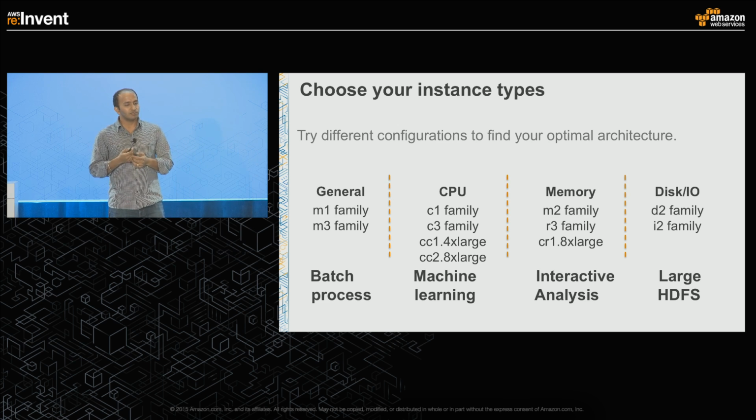Each machine type can be used for a different workload. A general machine can be used for batch processing. CPU type machines can be used for machine learning. And when you're doing many interactive analyses, in Spark you need to cache all the data in memory. So you need a machine with enough memory, and that's why you'll go with the memory-intensive machines there. And if you're using a large HDFS, go with the disk I/O family.